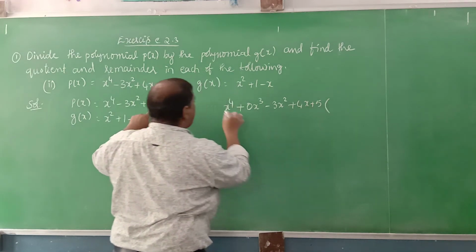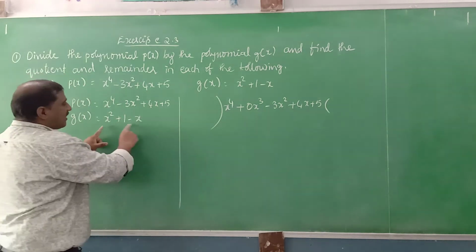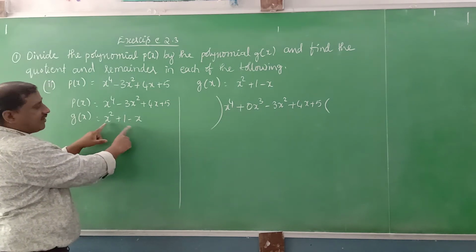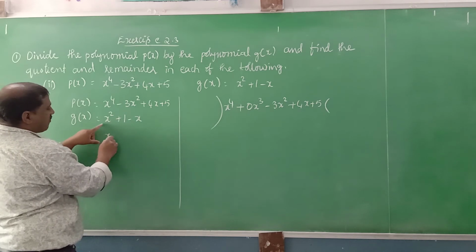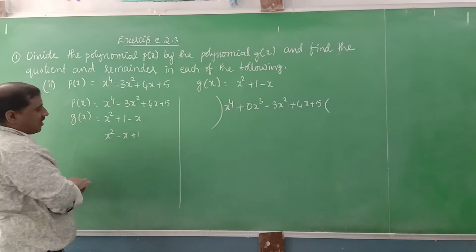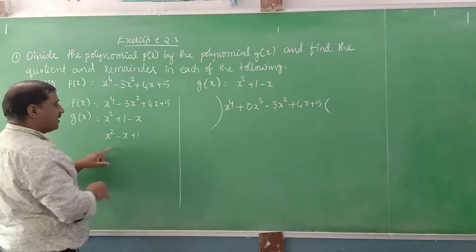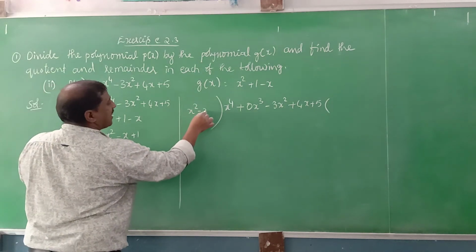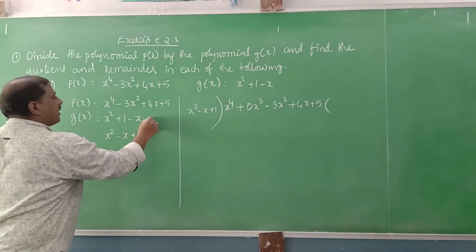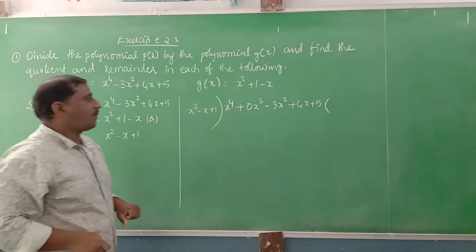It is divided by the divisor x square plus 1 minus x, which is not in the decreasing order of their powers. So rearrange this in the decreasing order of their powers as x square minus x plus 1. Now 2, 1 and 0, it is in the decreasing order of their powers. That is, x square minus x plus 1 is the divisor. So by regrouping the terms, we get x square minus x plus 1. Now two steps are over.